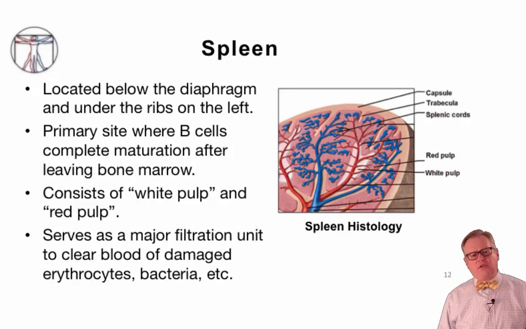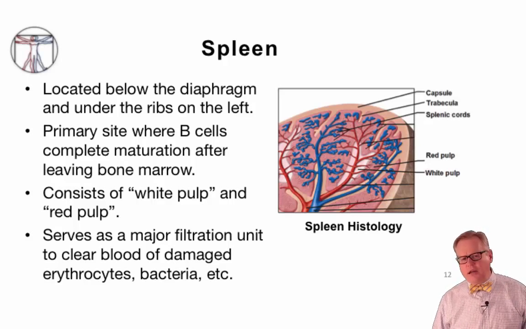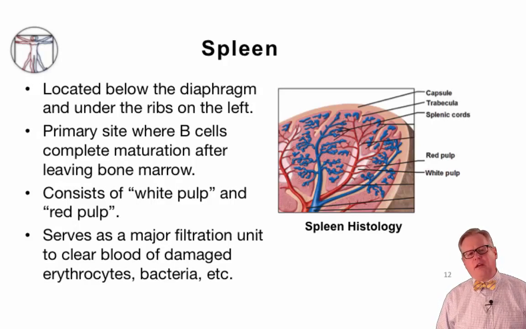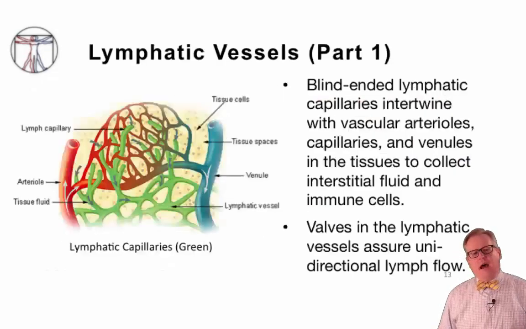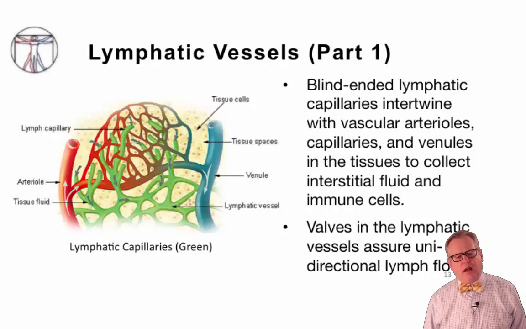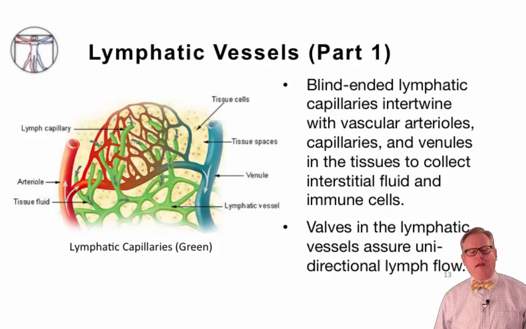The red pulp serves as a sort of filtration unit to clear the blood of damaged cells such as erythrocytes, bacteria, etc. And this is very important as a sort of sieve or filtration unit for the immune system so that it can capture these pathogens. There is also white pulp in the spleen, which are the sites where all of the lymphoid cells reside and interact in the spleen.